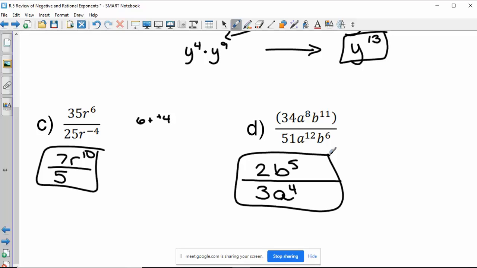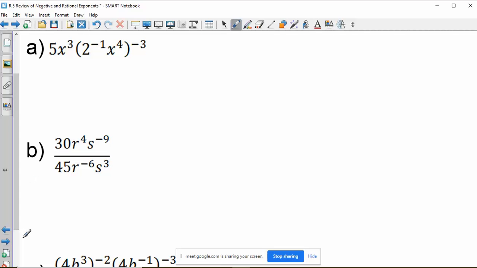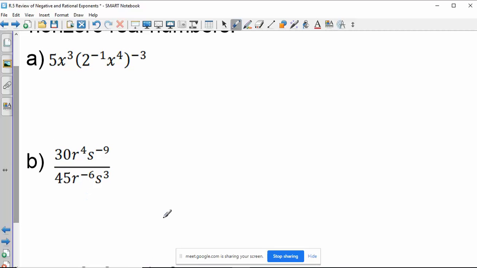Okay. We're just going to keep practicing with these exponents. Why don't you guys take a few minutes and try A and B on your own.